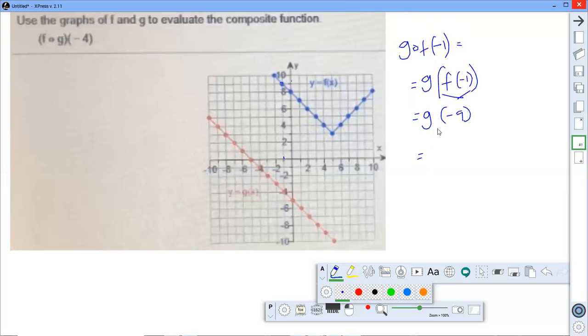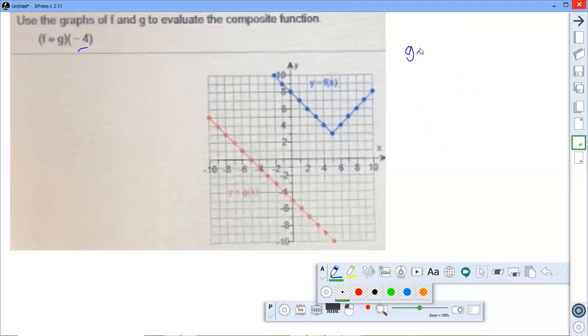Now we need to find g of -9. Well, this is your g, the red one. G of -9 is right here, so that's going to be equal to 4. Okay. Let's try another example. I hope I can cover as many examples as you need, other than -4.